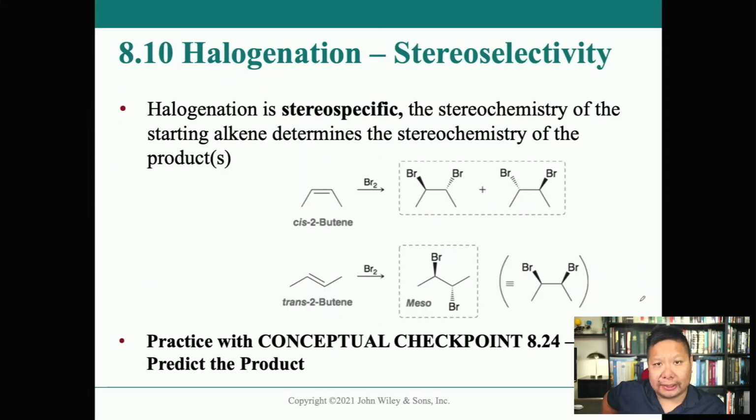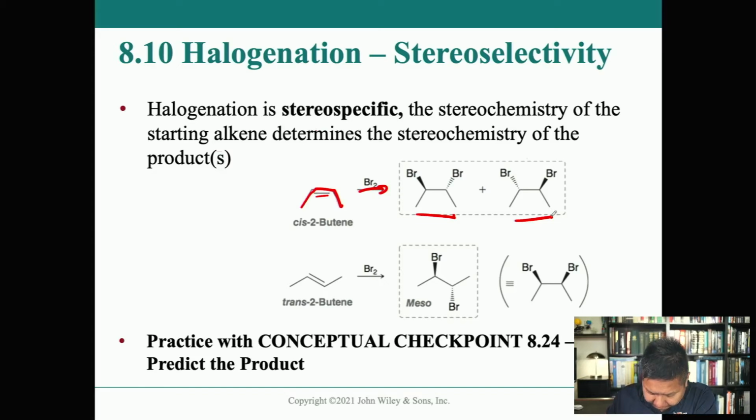So halogenation is stereospecific. The stereochemistry of the starting alkene actually determines the stereochemistry of the products. So if you had a cis-2-butene and you did a halogenation reaction, you would get this product and that product, where they're anti on both sides. They're anti on both products.